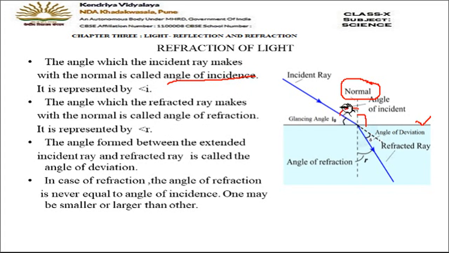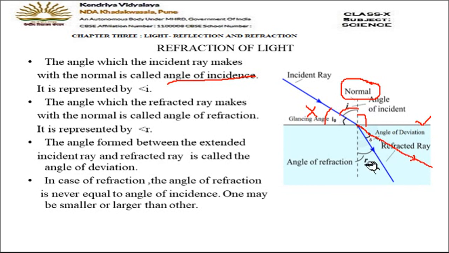Students, remember that this angle is with the normal, not with the boundary. If you mark it here, this will be wrong. So this angle is always with the normal. Remember. Now, what happens? You can see that light has bent here. Otherwise, you can see this dotted line. If light has the property to go straight, it would have to go like this. But instead of going in this direction, the light has bent.